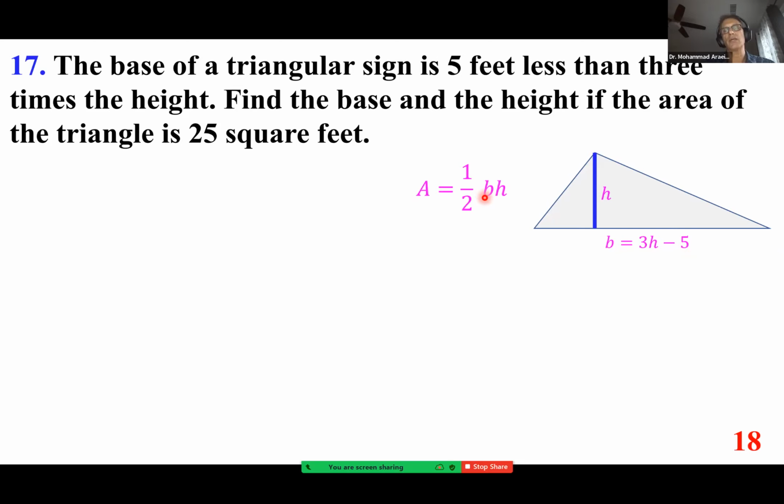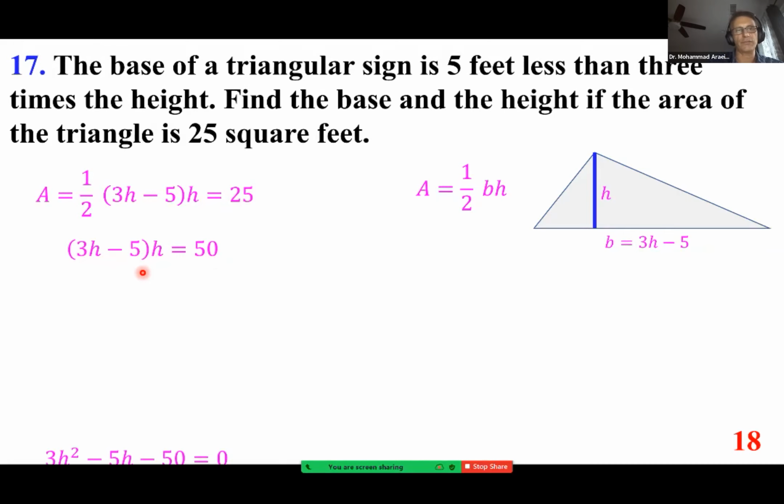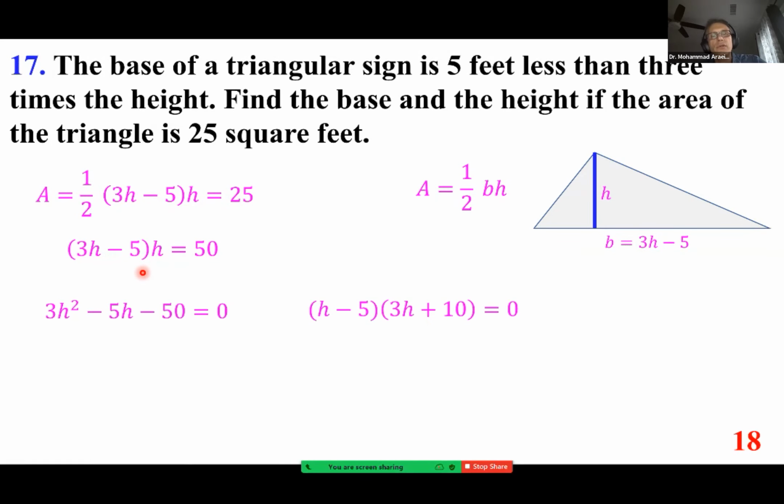So just plug in, replace the base with 3h minus 5. We want to solve this. This is a fairly simple equation to solve. First, get rid of the 1/2 by multiplying both sides by 2. So this changes to 50. Now you have 3h squared minus 5h equals 50. And bring the 50 to the left. So we can factor it as h minus 5 times 3h plus 10 equals 0. H becomes 5, h becomes negative 10/3.